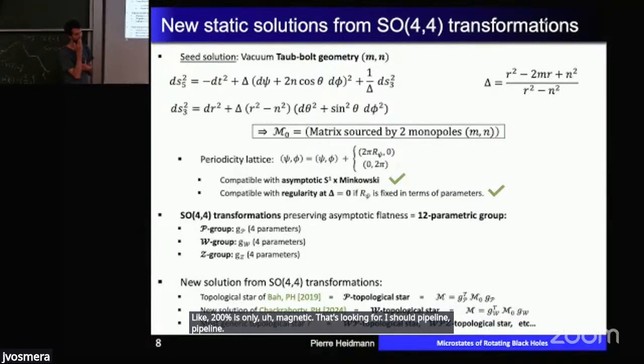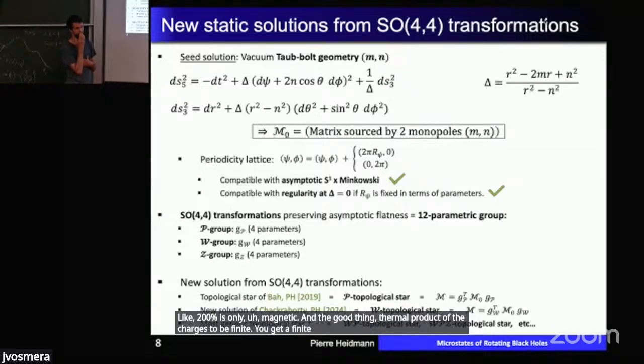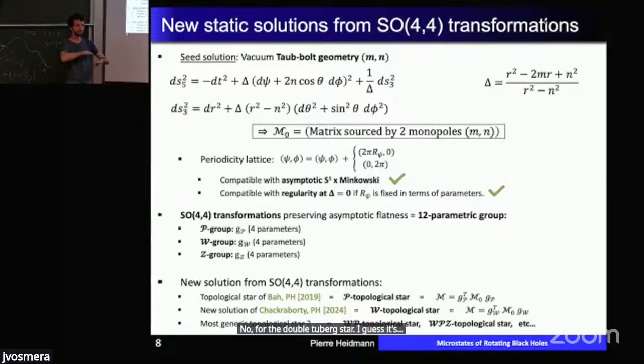And to get the inner product of the charges to be finite, you get a finite Q0, Q6. I mean, if you compute the self-symplectic invariant Q0, Q6, for the topological star? No, for the double topological star. I don't know the value now. I guess it's independent of the rotation.